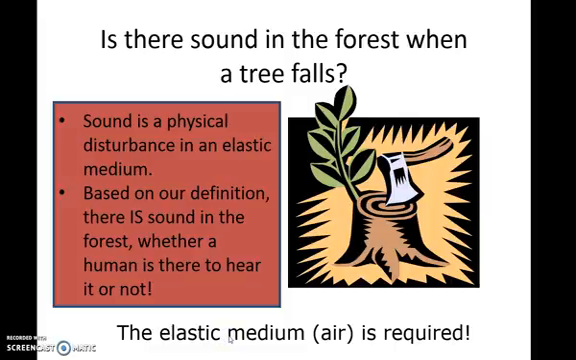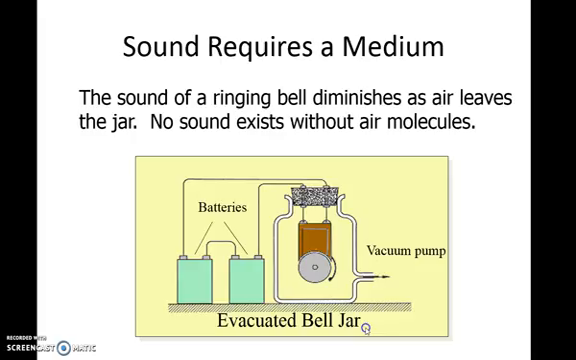So the famous question: is there sound in the forest when a tree falls? Sound is a physical disturbance in an elastic medium. Based on our definition, there is sound in the forest, whether a human is there to hear it or not, because the medium there is air. So sound requires a medium. The sound of a ringing bell diminishes as air leaves the jar. No sound exists without air molecules.